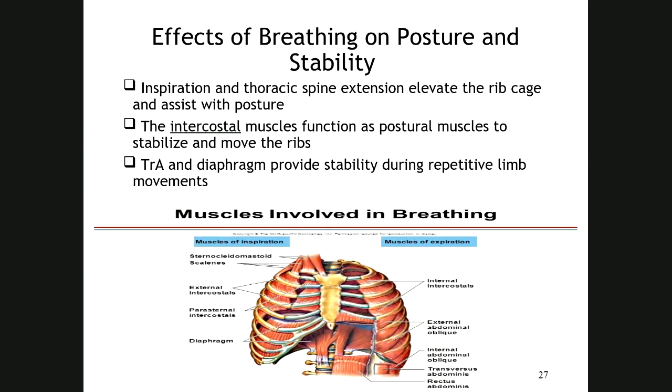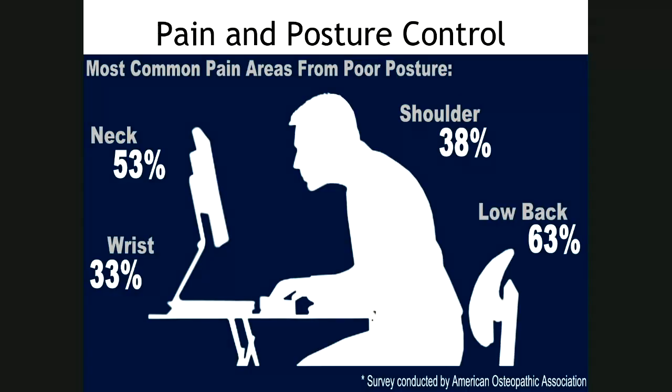The transverse abdominis, or TrA, when you see TrA, this is transverse abdominis. You might see it in the lab handout, you might see it in this presentation as well. So the TrA and diaphragm also provide stability during rotative limb movements, as we talked about when we were talking about stability before. Any questions so far?